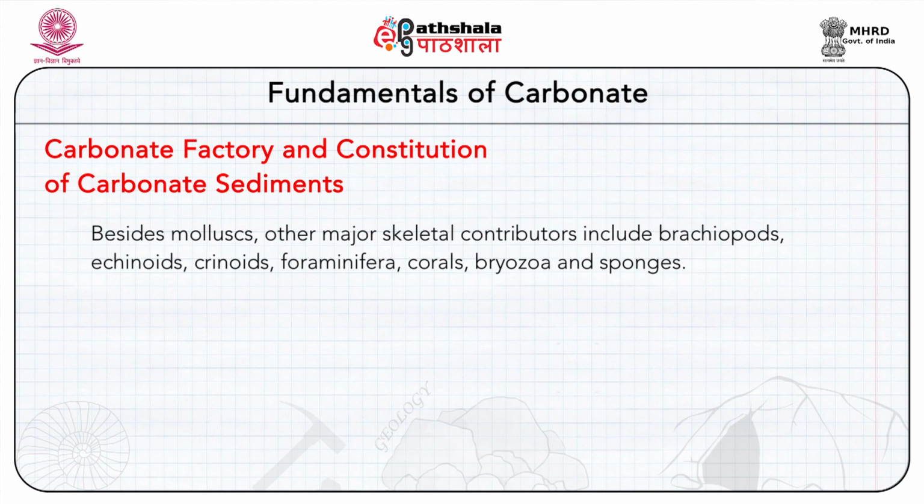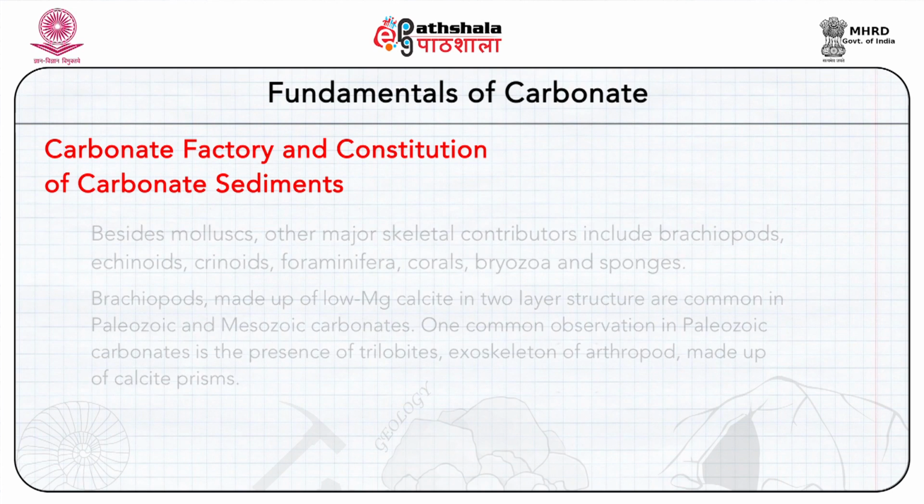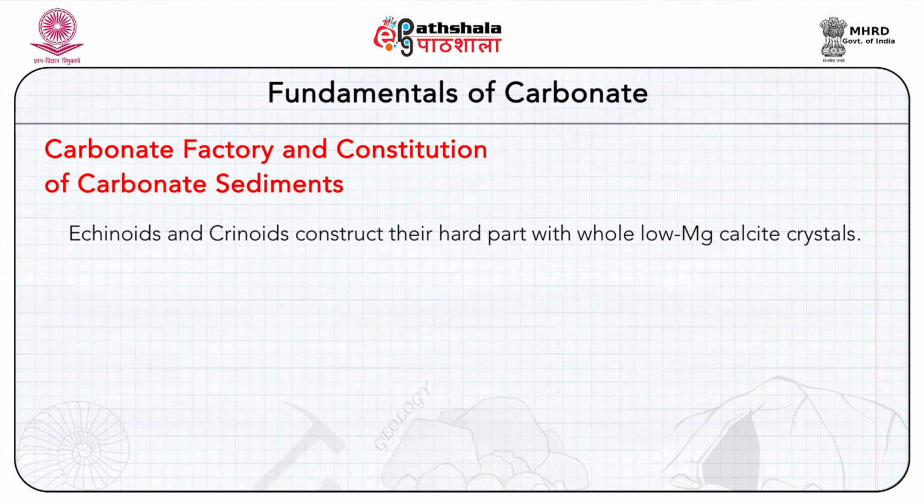Besides mollusks, other major skeletal contributors include brachiopods, echinoids, crinoids, foraminifera, corals, bryozoa, and sponges. Brachiopods, made up of low magnesium calcite in a two layered structure, are common in Paleozoic and Mesozoic carbonates. One common observation in Paleozoic carbonates is the presence of trilobites, exoskeletons of arthropods made up of calcite prisms. Echinoids and crinoids construct their hard parts with whole low magnesium calcite crystals.